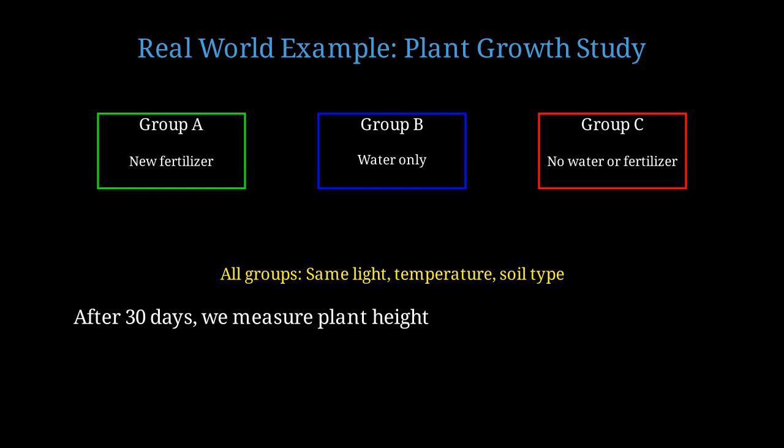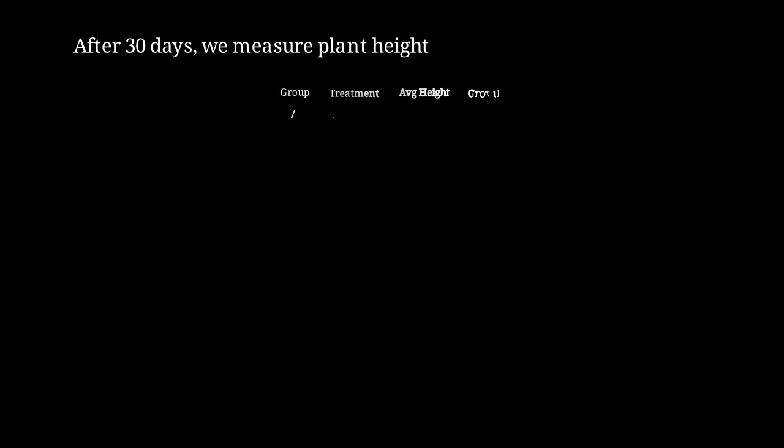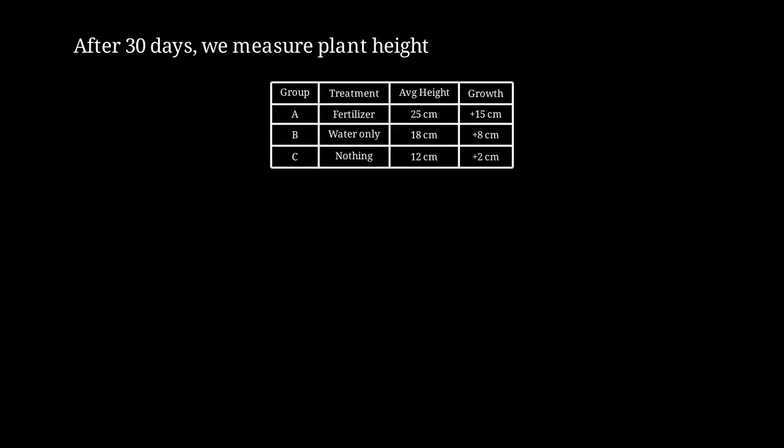centimeters. Let's say we get the following results. Group A with fertilizer grew to 25 centimeters. Group B with water only grew to 18 centimeters. Group C with nothing grew to 12 centimeters. Now here's the question. What is the true effect of the fertilizer? Can we just say it's 15 centimeters because that's how much Group A grew?